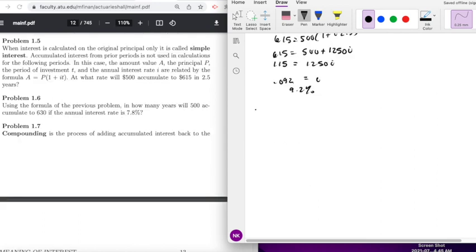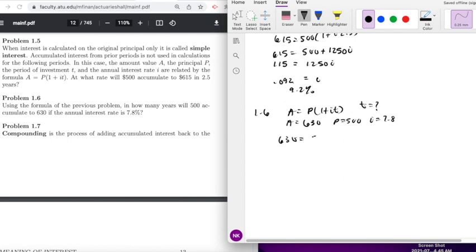All right, 1.6, using the formula given in the previous problem, which is A equals P times (1 plus IT). How many years? So this time we're looking for T. Will the 500 accumulate to 630 if the annual interest rate is 7.8%? So your A is going to be equal to 630, your principal amount is equal to 500, and we know that the rate is 7.8%. So we just plug and chug.